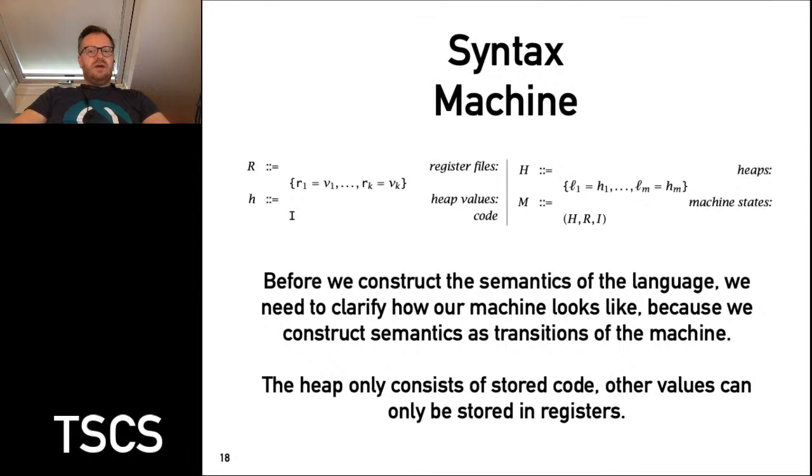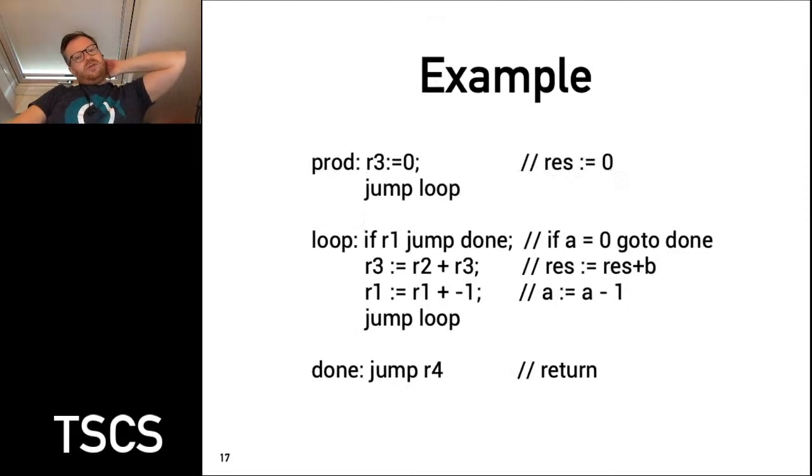So anything on the heap is code. That you can see if you look at this big H meta variable on the right. This is labeled heap values, which are code sequences. So if you go back here, on the heap you have these three code sequences, and the labels for them are prod, loop, and done.